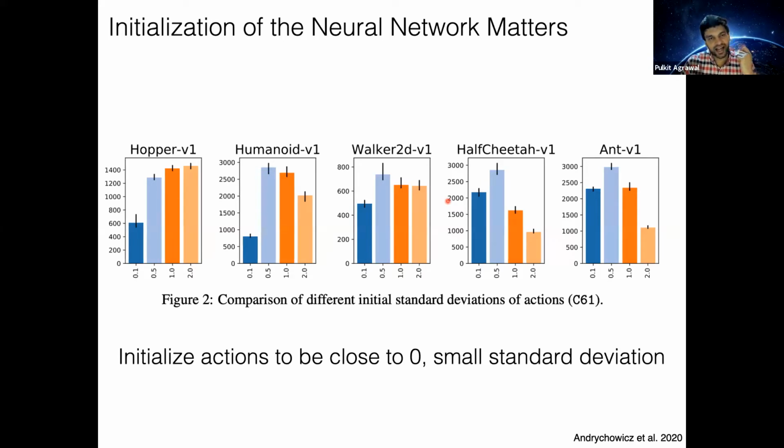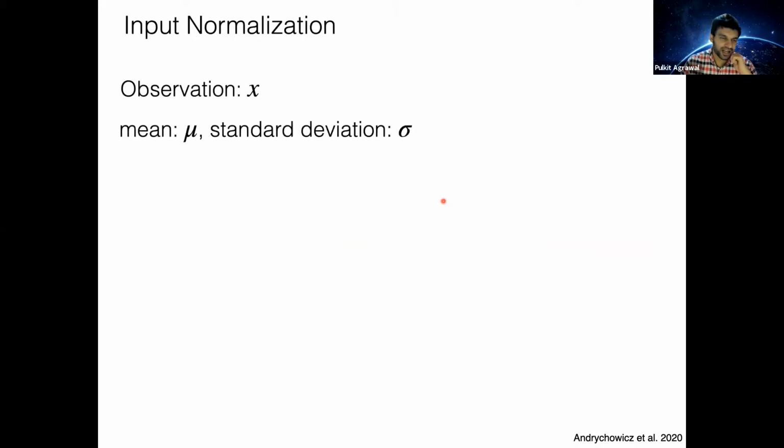Then the other question you can ask is, okay, I've initialized my neural network, but what about my observation? Suppose my inputs are X, my mean observation is mu and the standard deviation is sigma, then I can normalize my observation in the following way, where I subtract the mean and divide by the standard deviation. Now you might notice a funny number, 10 to the power minus 6, over here. This is for numerical stability. For example, if some observation or feature does not change, then sigma is going to become zero, which is going to create numerical instability. So whenever you're dividing, adding these terms is good practice for numerical stability reasons.